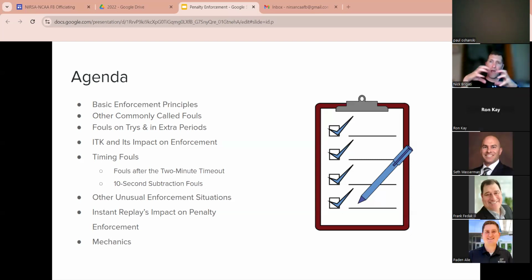Then we start to get into the more complicated and complex components, specifically around what can replay do, stuff that goes on after the 2-minute timeout. So I wanted to get all those things together. So I'm going to kind of go quickly through the easy stuff, and then we'll jump into the more difficult stuff.